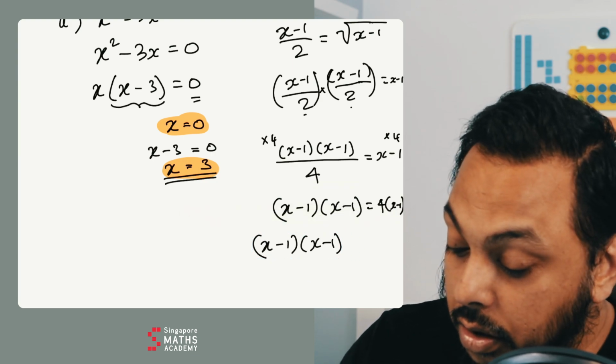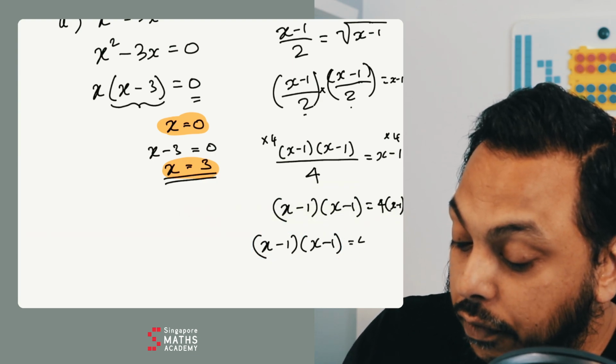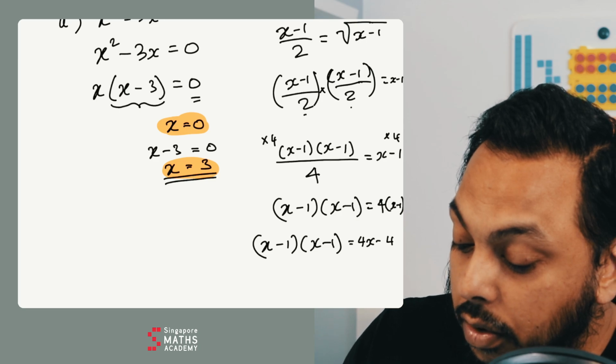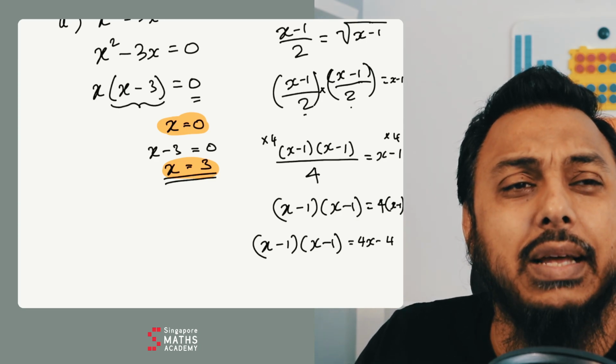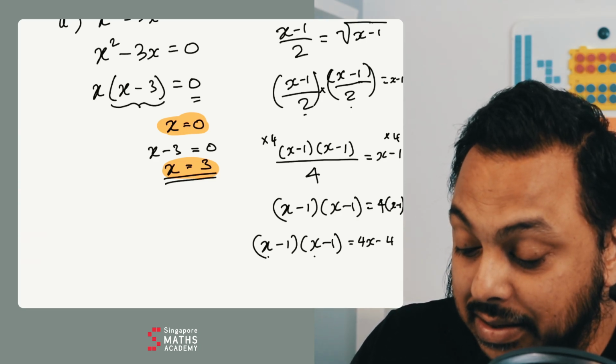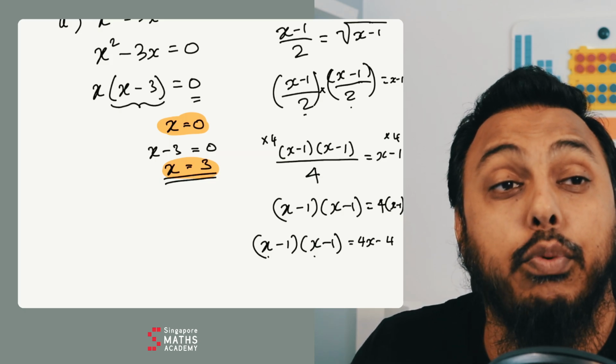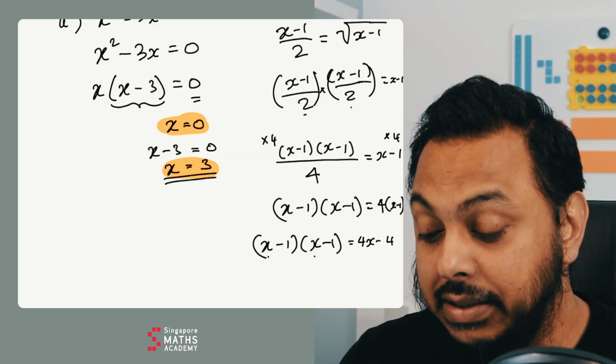x minus 1, bracket, x minus 1, is equal to 4x minus 4. And what's the next step? Well, we can expand this. Can you remember how to expand? If you want to pause the video, you can try to expand and see what you get.